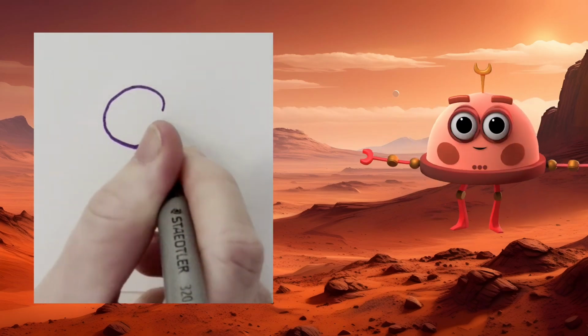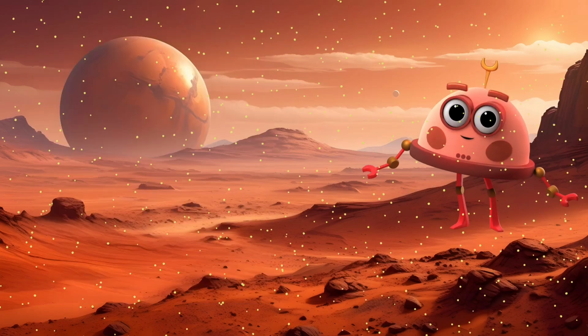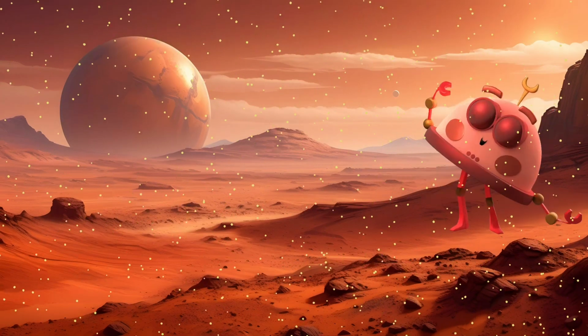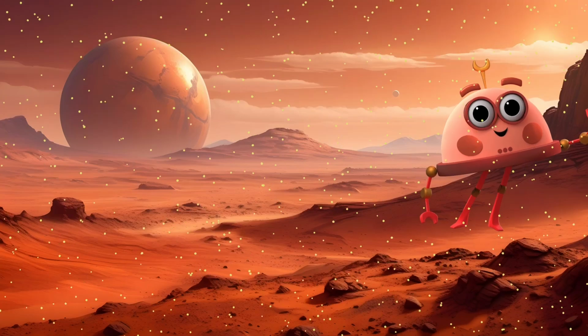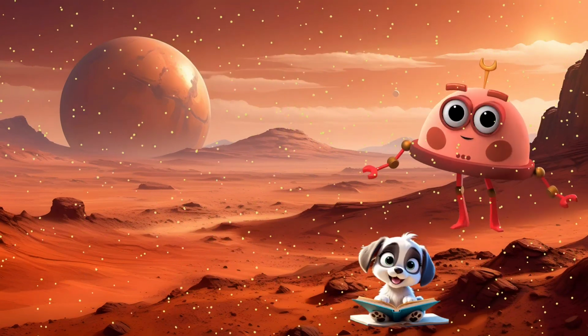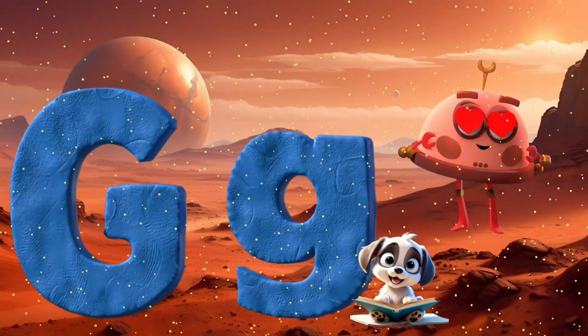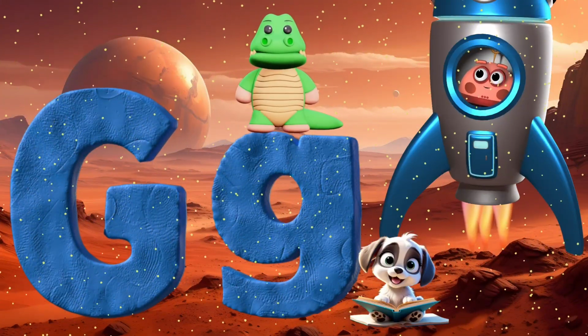Draw a little circle, now give it a tail, curl it in, now let's spin. Great job, friends! Do you remember what letter we met today? That's right, the letter G. Thank you for learning and moving with us.